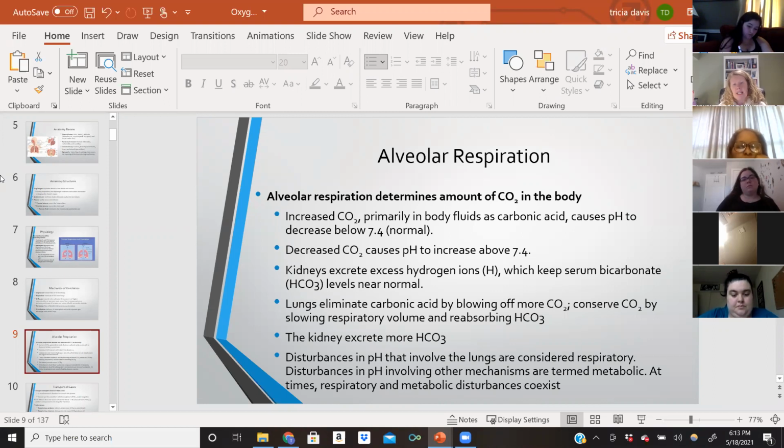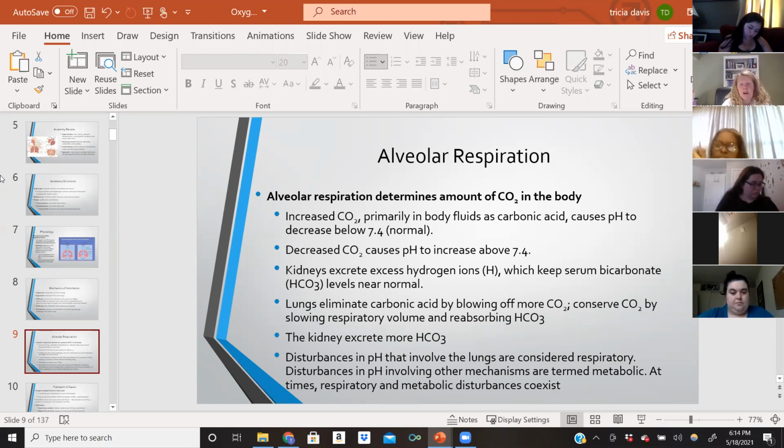Our kidneys are going to excrete that excess hydrogen ions, which keep that serum bicarbonate levels near normal. Remember, this process takes a little bit longer than our lungs. They're both going to start working at the same time, but the lungs are going to help correct everything a little bit quicker. It takes a couple of days for the kidneys to be able to adjust everything.